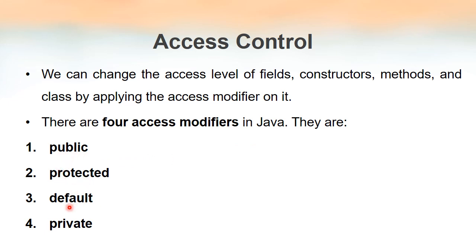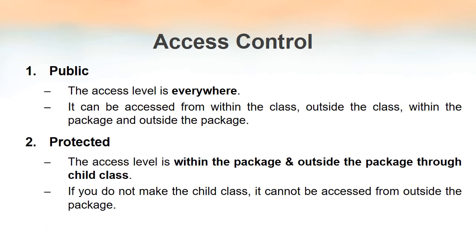These are the four access modifiers we have in Java. They are public, protected, default, and private. Now we will see each one of them one by one. First of all, we will see public. Suppose we want to give access to the data members from anywhere, then we have to use the keyword public. That means there is no restriction. That is what we mean by this public access modifier.